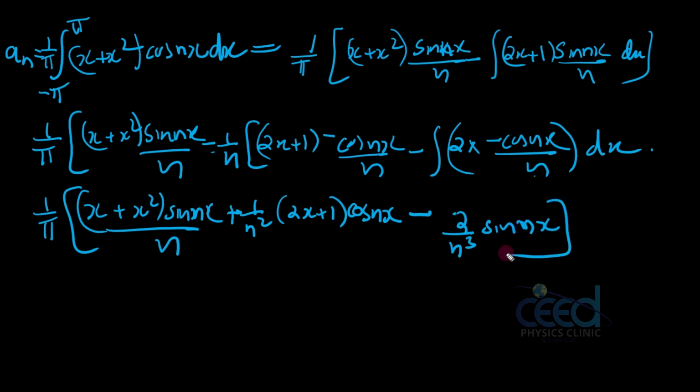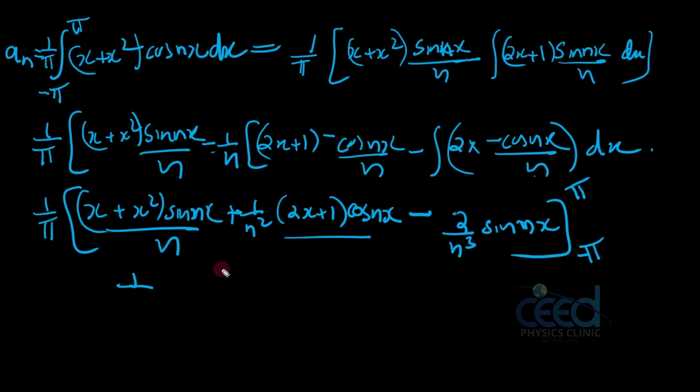So our integration process is over. Now let me substitute the limits minus pi to pi. When I am substituting the limits minus pi to pi, the sine components will all be 0, because sine n pi and sine minus n pi are all 0. Okay, so the only term that exists here is this term.